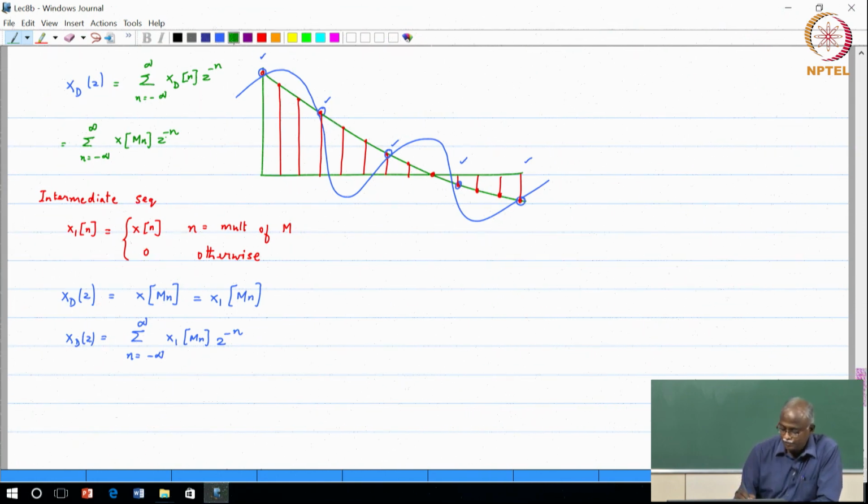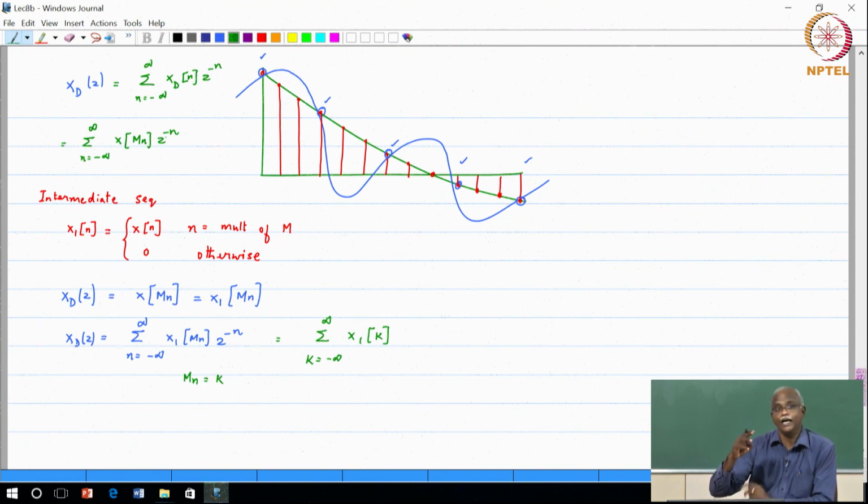Now I would like to do a change of variable, Mn equal to k. Please note I am going to change the variable, and this is going to be a very important step. So, k going from minus infinity to infinity of x1[k]. Now you may say wait a minute, because the previous summation took only the multiples of M. Now you are saying I am going to run over all the values. I did not lose any information, because notice that x1[n] has zeros at the other points. I can run my summation over the entire set of indices. So this step is very important.